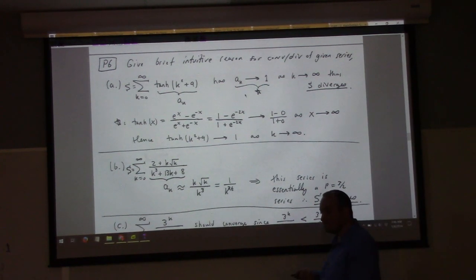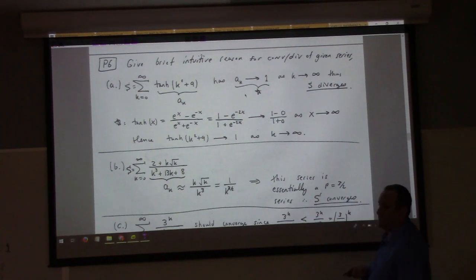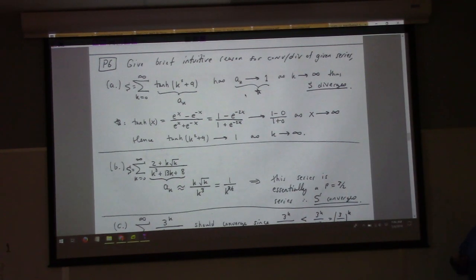Yeah. Doesn't tanh go to pi over 2? That's inverse tangent goes to pi over 2. This is hyperbolic tangent. Yeah.